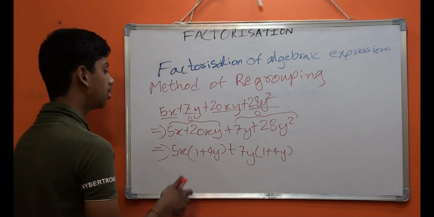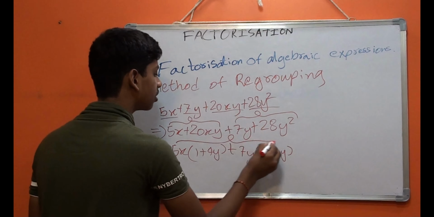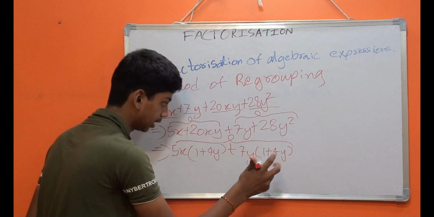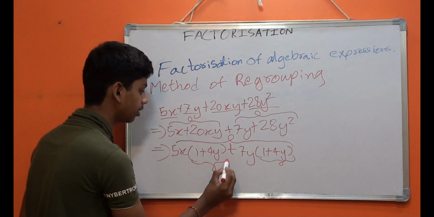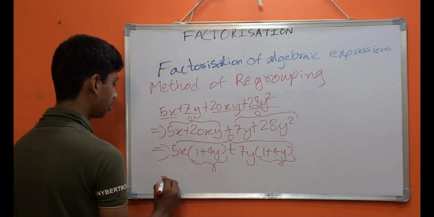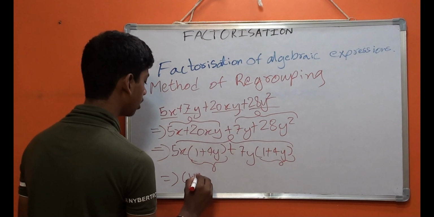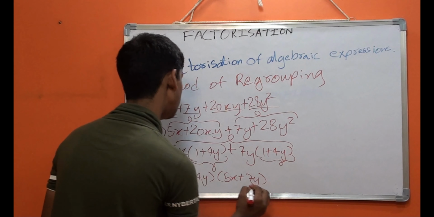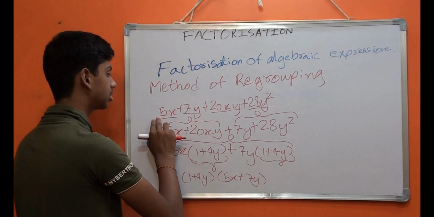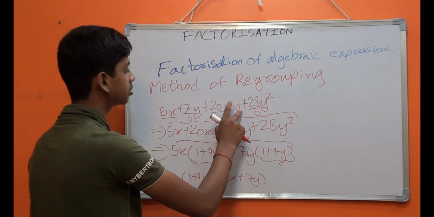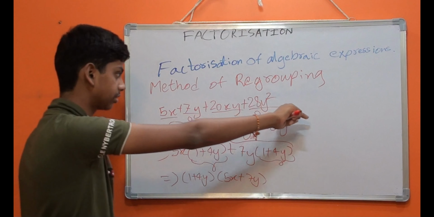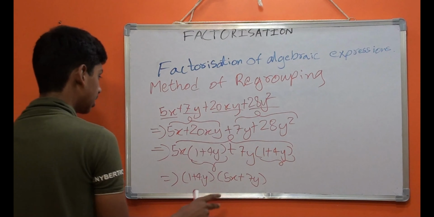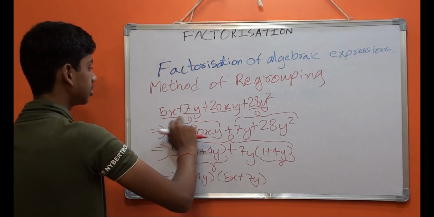Now we will do the method of common factors for this whole expression. So we will take this part as common on both sides. We will write 1 plus 4y into 5x plus 7y. When you multiply these two, we will get the answer as 5x plus 7y plus 20xy plus 28y square. So this is the simplified factorized version of this one.